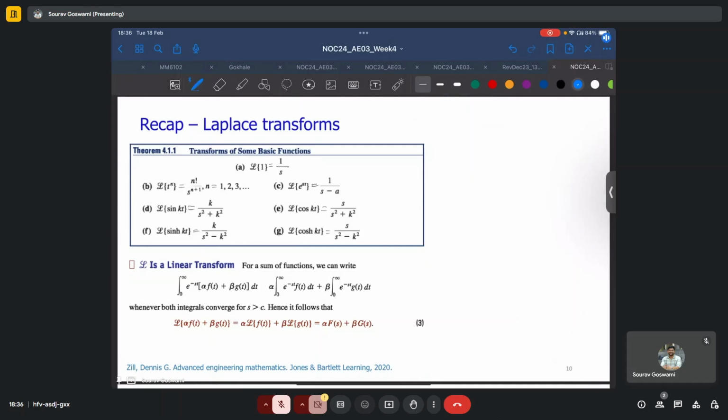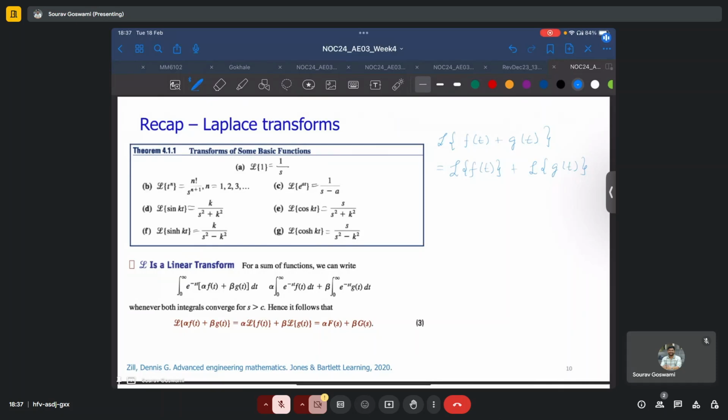Again, the Laplace transform is a linear transform, as in if you have to find the transform of f of t plus g of t, then this is the same as finding the Laplace transform of f of t and the Laplace transform of g of t separately, and just adding them together.